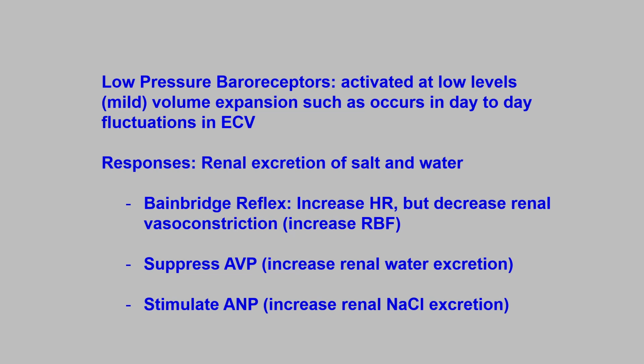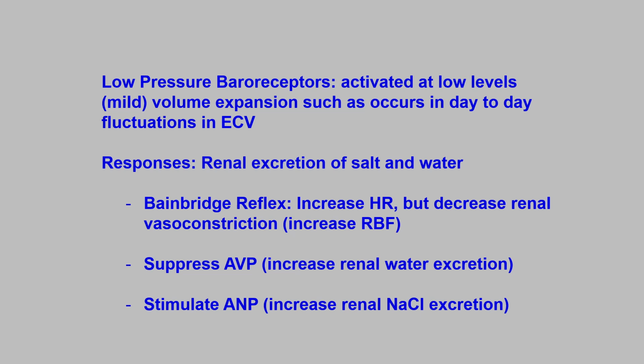The first of these is the Bainbridge reflex, which is admittedly a neural one, but it increases heart rate, and it decreases renal vasoconstriction, so it increases renal blood flow, and therefore allows the kidney to increase its salt and water excretion. And then you have the effect that these nerve endings have on the central release of hormones, which are very much involved in water and salt excretion.